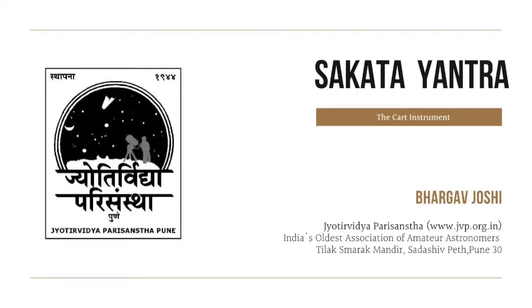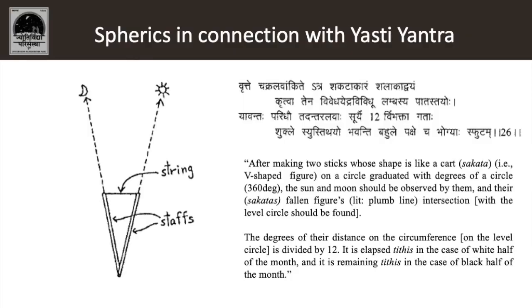There is another type called Shakata Yantra. Shakata simply means the card, or you can say a V kind of thing. So there is another form called Shakata Yantra, the card instrument. If you can see in the figure on the left hand side, there is no need to read the shlok or the literal translation. I'll explain what is happening here. The Shakata Yantra is literally a V. There are two arms which are joined at the center, and from their tips, plumb lines are suspended onto the circle below. Those plumb lines will move according to the angle you are measuring.